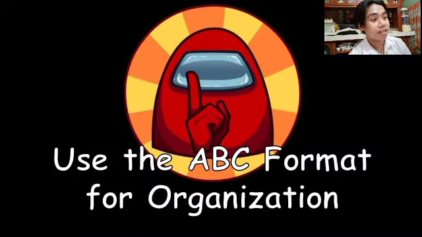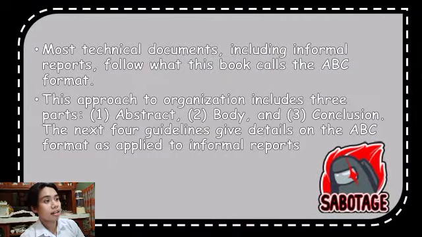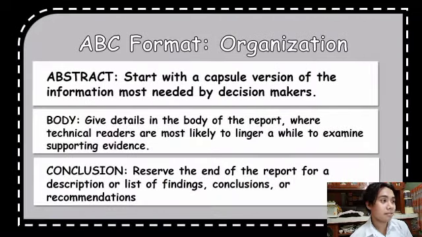Our next guideline is the use of ABC format for organization. Most technical documents, including informal reports, follow what this book called the ABC format. So what is the ABC format? This approach to organization includes three parts: A, the abstract; B, the body; and lastly C, the conclusion. The first four guidelines give details on the ABC format as applied to informal reports. So this is the ABC format.